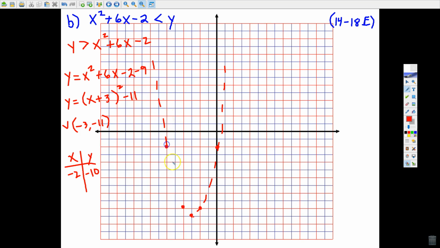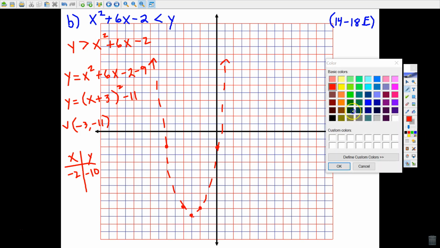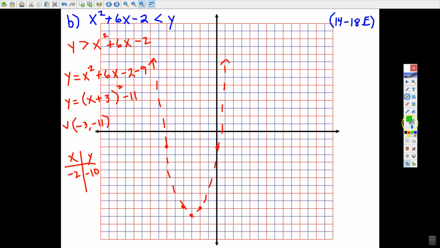And if you want to draw the solid and then just erase part of it, obviously that would be okay. Okay, and notice we're saying y is greater than. So greater than for this quadratic is above the line, or for a parabola that opens up, it would be inside the U shape.